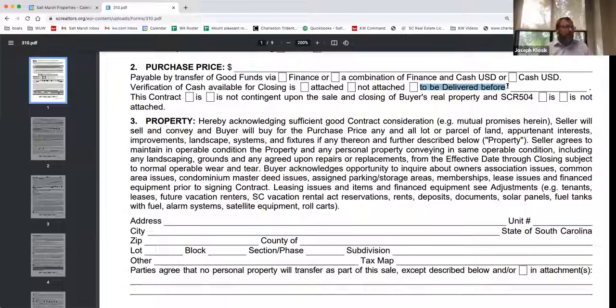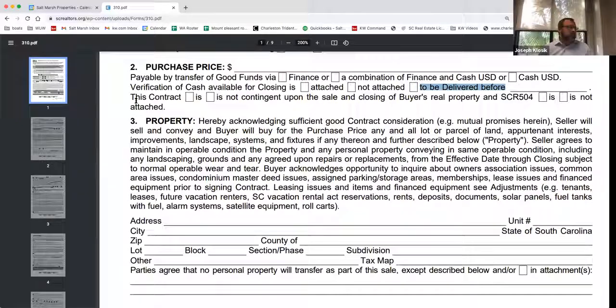However, if you are a listing agent and you get a contract that's a cash offer, I'm going to want some sort of verification of cash. And if it says not attached, I'm going to recommend to my seller that we strike that and put a deadline in there to have some sort of verification of cash.